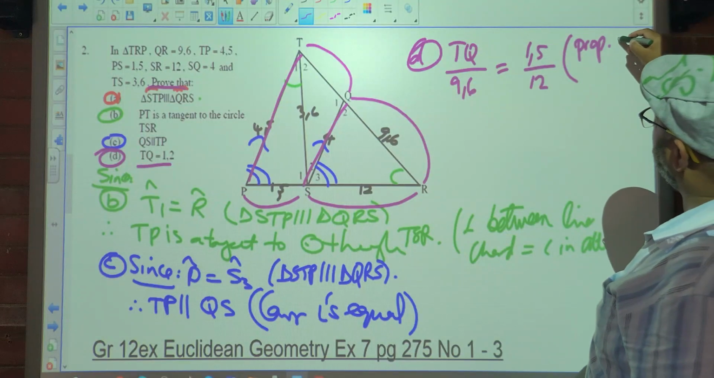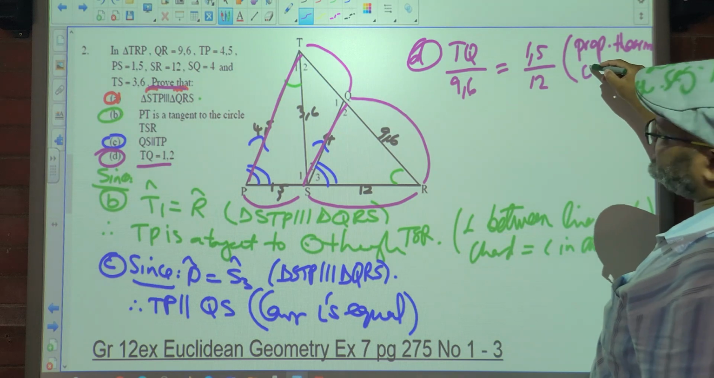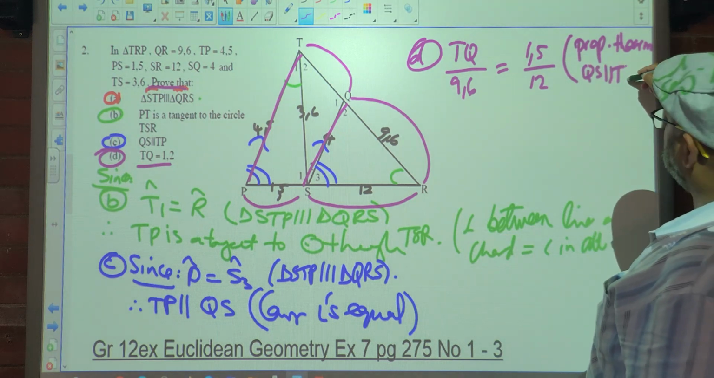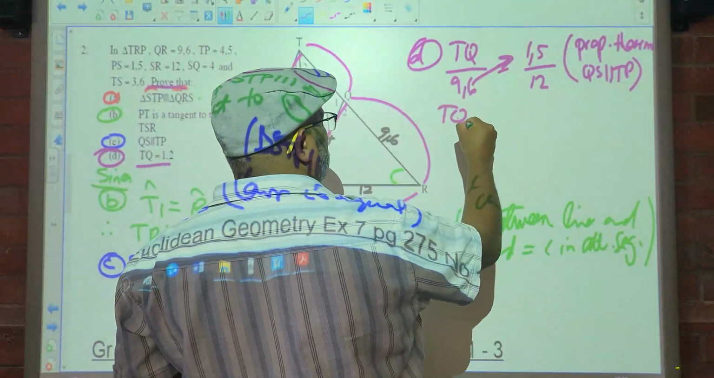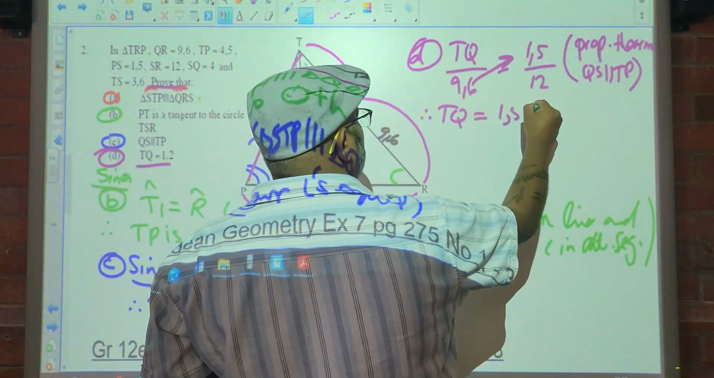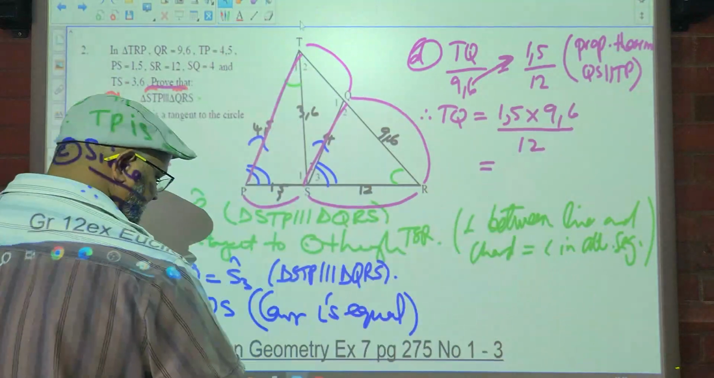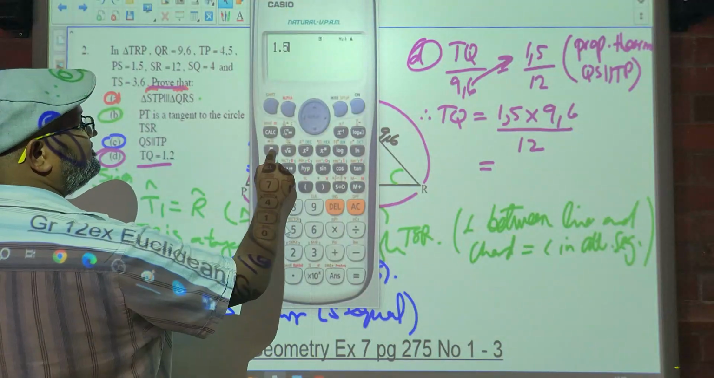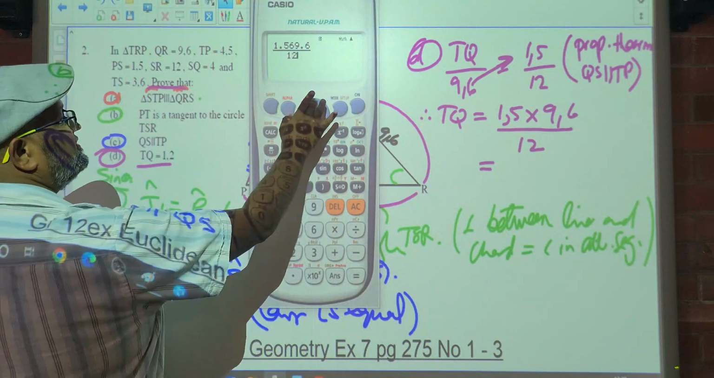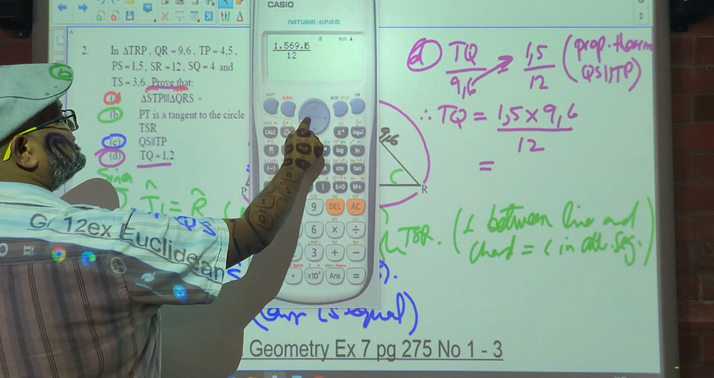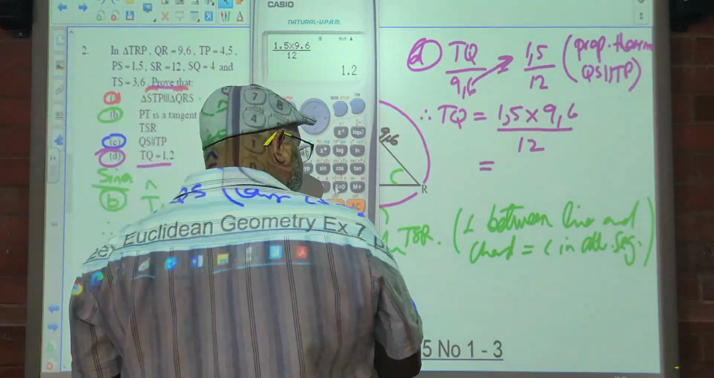Proportionality theorem with QS being parallel to TP. So cross multiply, we'll just take that up. So therefore TQ is equal to 1.5 times 9.6 over 12. So we say 1.5 multiplied by 9.6 over 12, which is 1.2.